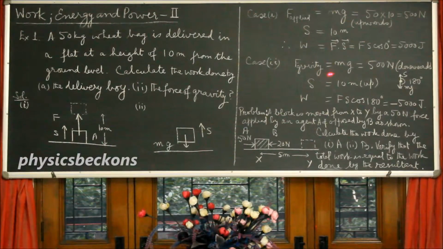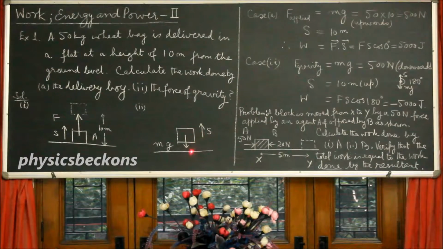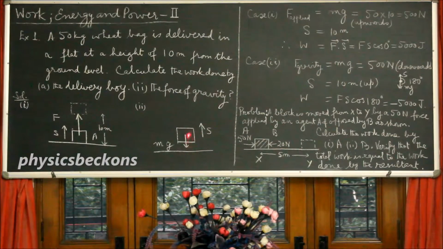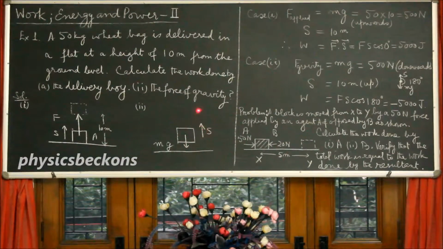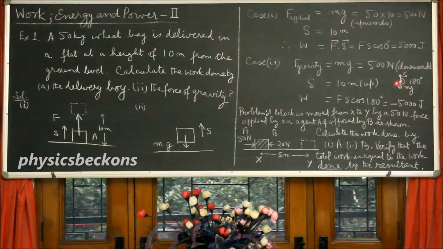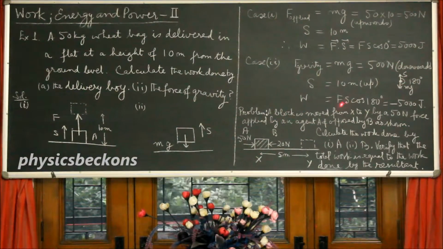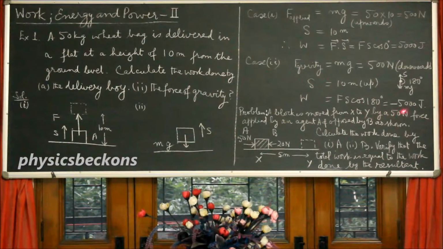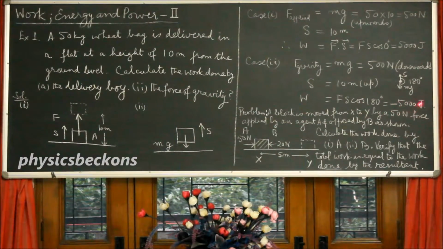For the force of gravity, the situation is shown here. The force of gravity, that is mg, acts vertically down, and the displacement is upwards because the bag is being carried upwards. The angle between the force and the displacement in this case, as also shown in this diagram, with the force downward and S upward, is 180 degree. Therefore, work done will be Fs cos 180 equal to minus 5000 joule.